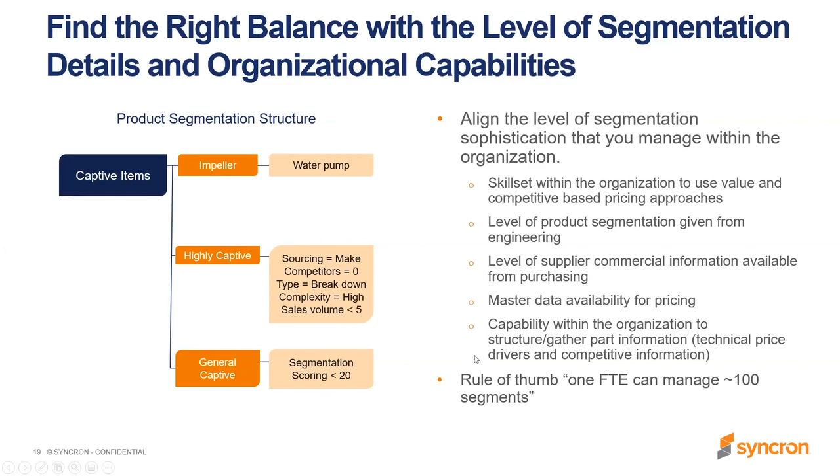And I would propose a rule of thumb here. For example, if you have an organization with one full-time equivalent responsible for pricing, that person can manage roughly about 100 segments, depending on the skill set, of course. But if you ask an organization to manage 500 different segments, you will probably need 5 people to be able to do that in a more refined manner.